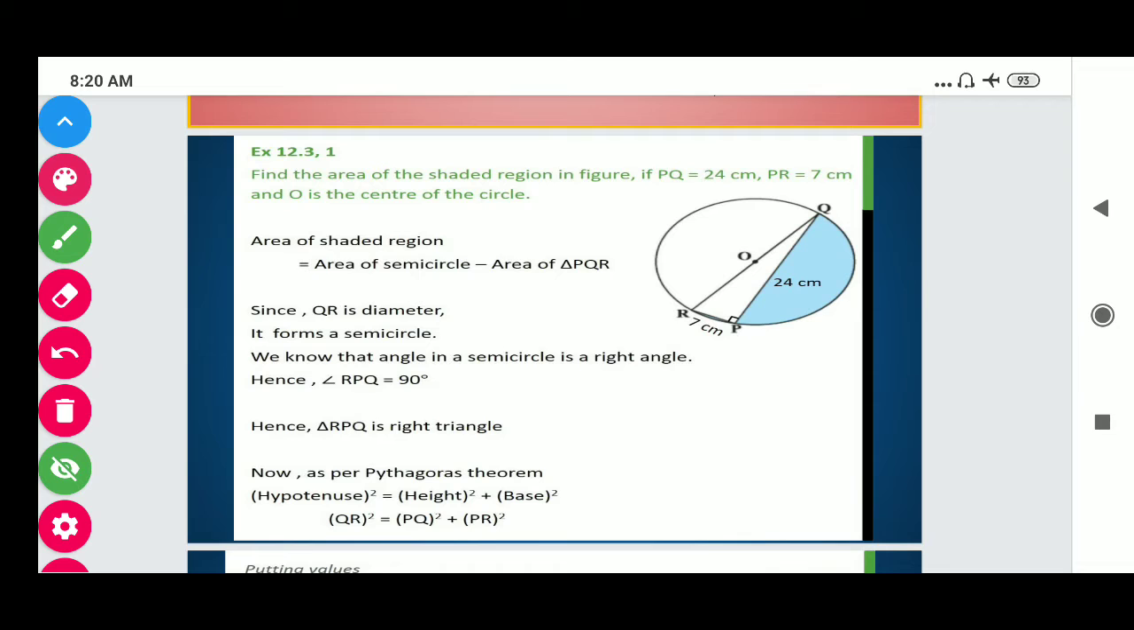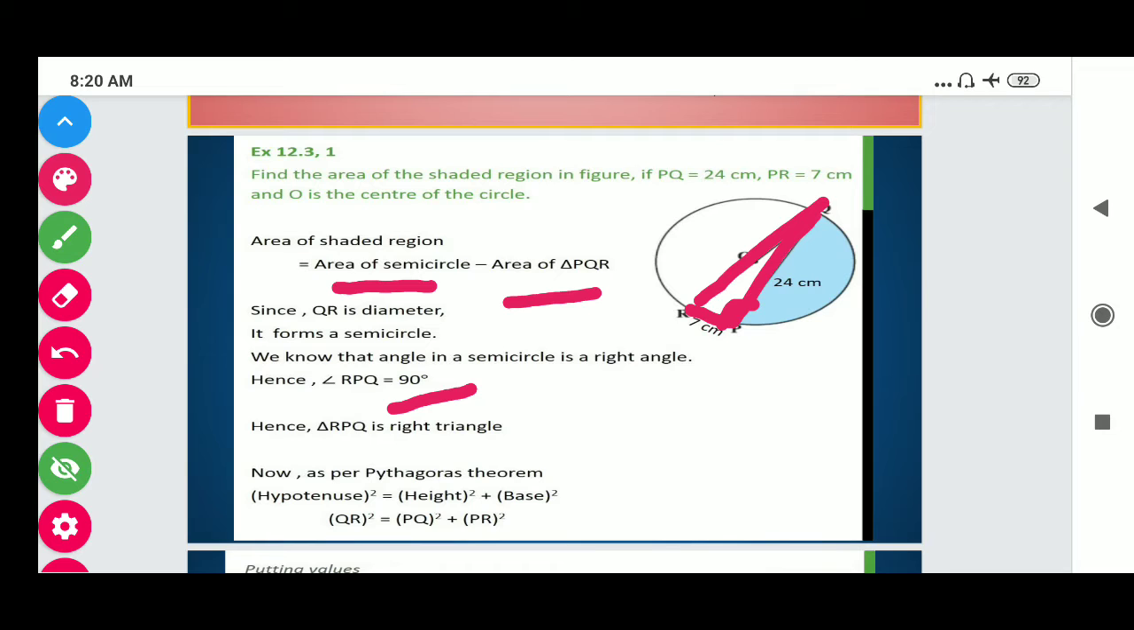Area of shaded region is equals to area of semicircle minus area of triangle PQR. Since QR is a diameter, it forms a semicircle. We know that angle in semicircle is right angle, hence angle RPQ is 90 degree. Hence this triangle is 90 degree because angle in semicircle always becomes a right angle.